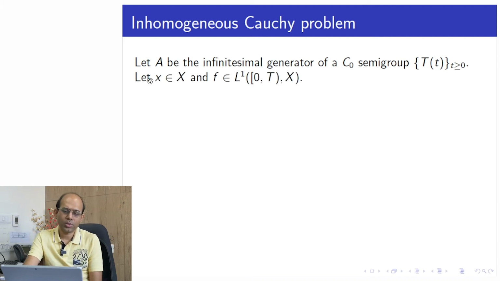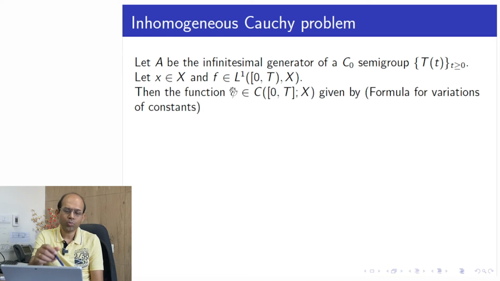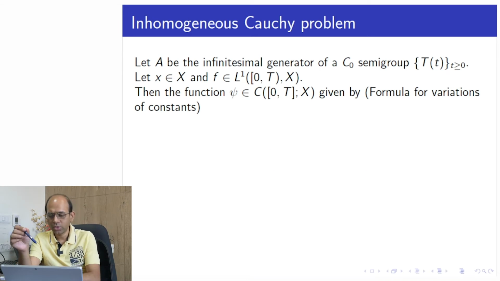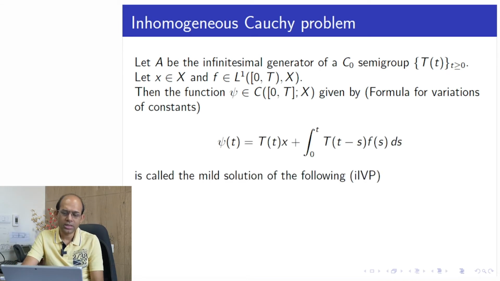And we also consider small x in capital X, and if f is integrable as before, then the function psi, which is defined by the following formula, would be a continuous function. So this is defined as psi of t is equal to capital T(t) x plus the integral from 0 to small t of T(t minus s) f(s) ds.